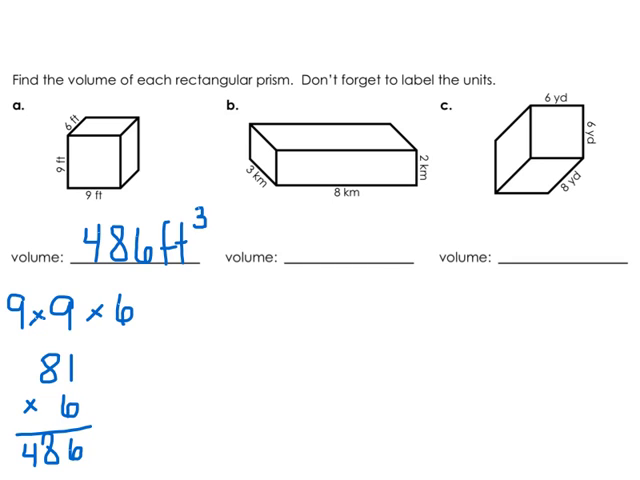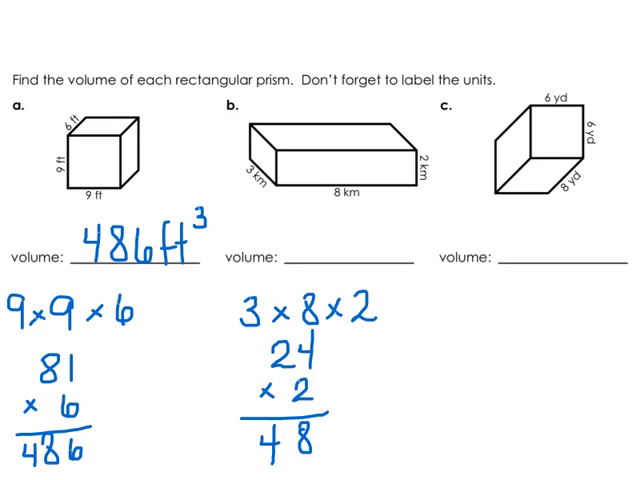All right, my next one, 3 kilometers by 8 kilometers by 2 kilometers. So I have 3 times 8 times 2. Well, 3 times 8 is 24, and 24 times 2 is 48. So I have 48 kilometers cubed.